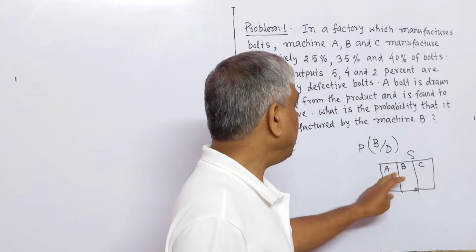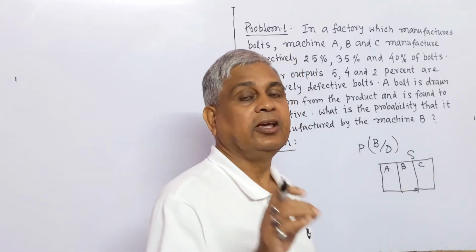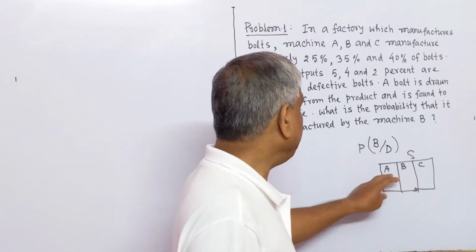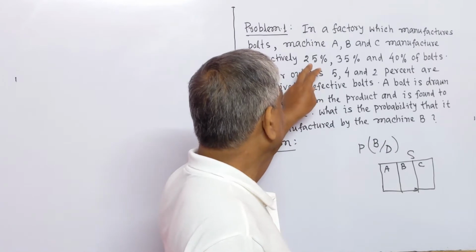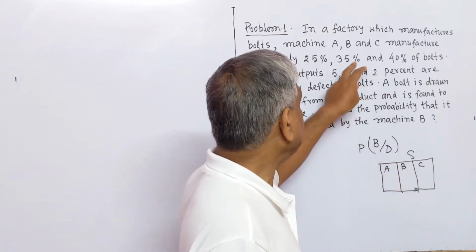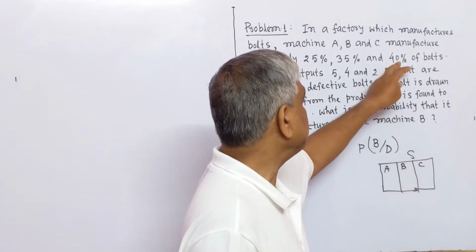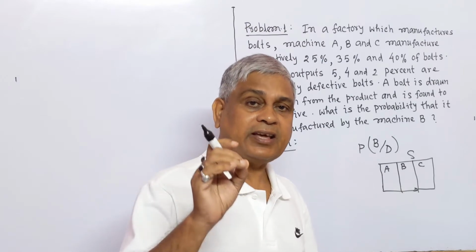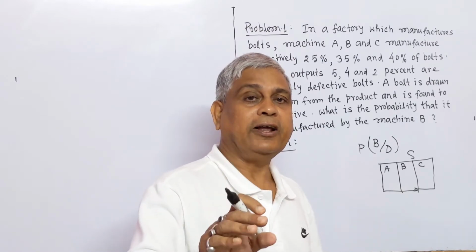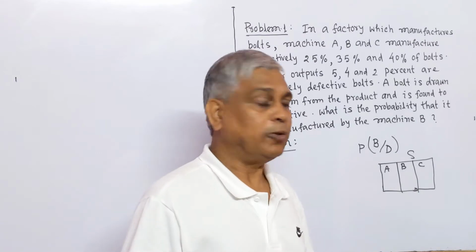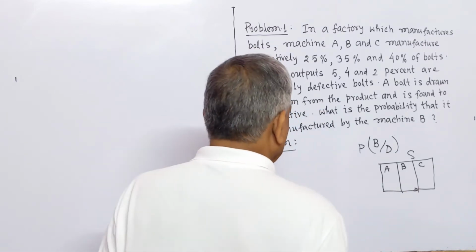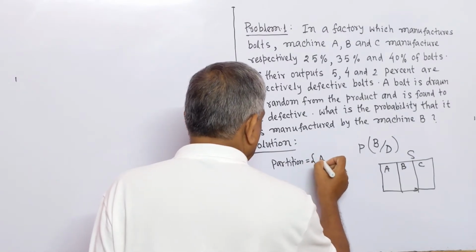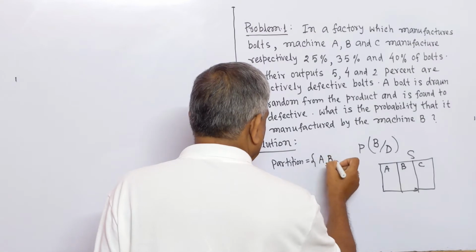Next, the union of events A, B, C is the sample space. Third, the probability of event A is 25%, the probability of event B is 35%, and the probability of event C is 40%, which means non-zero. So three necessary conditions are fulfilled for the partition of the sample space. Now, the partition will be a set containing events A, B and C.